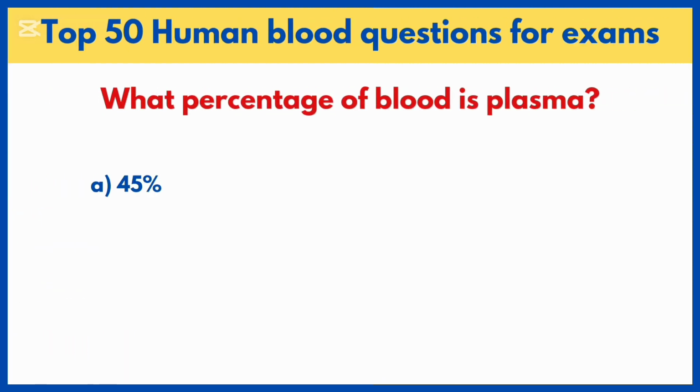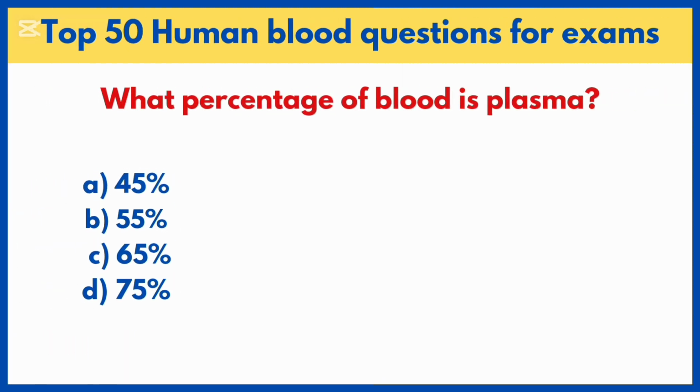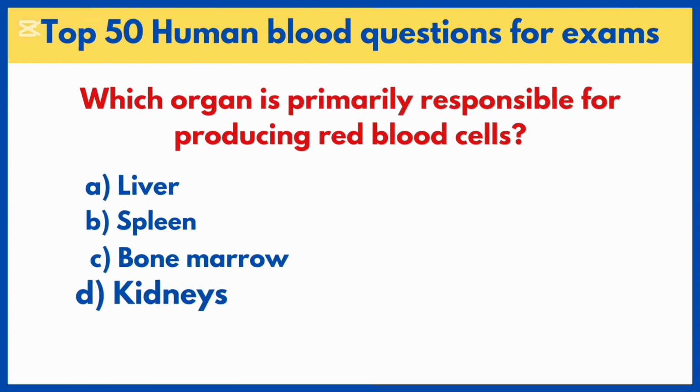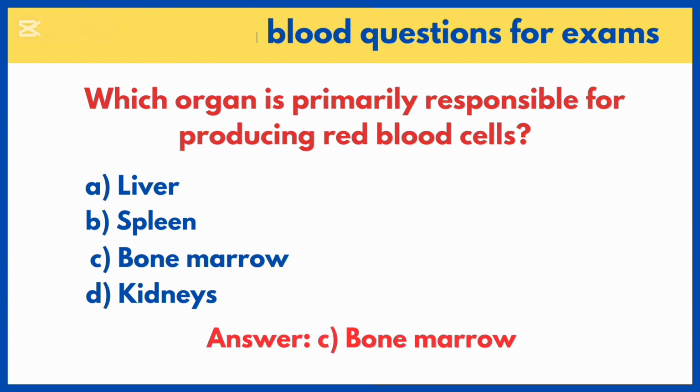What percentage of blood is plasma? Correct answer is option B, 55%. Which organ is primarily responsible for producing red blood cells? Correct answer is option C, bone marrow.